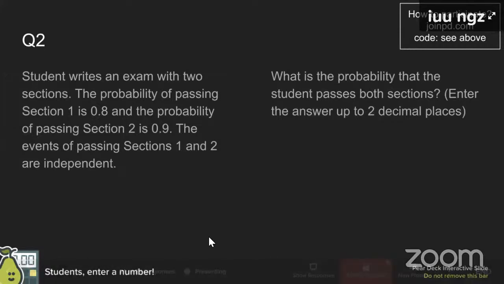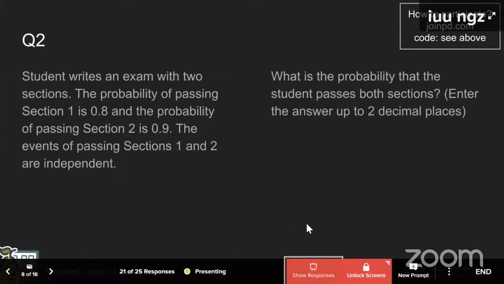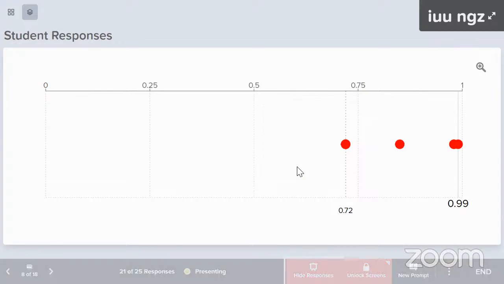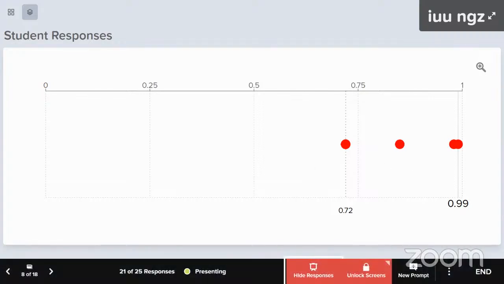I see 21 responses already here. Okay, here we have 3 different answers: 0.72 and 0.99, and there is something in the middle also.